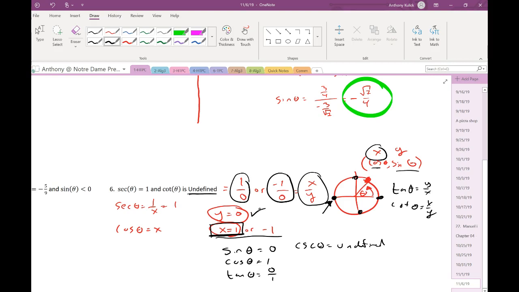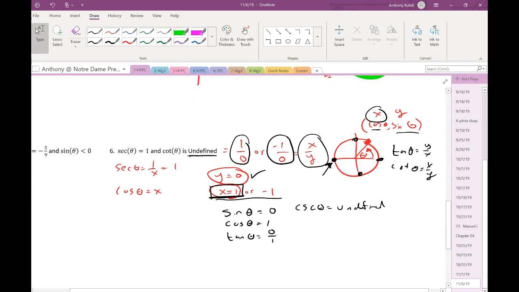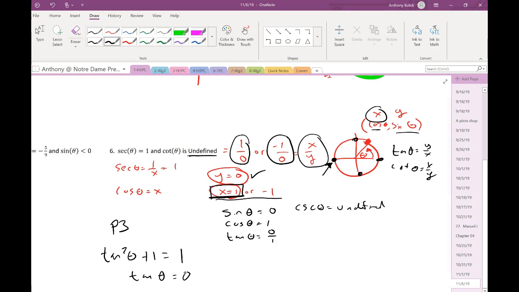How would I do this with identities? I'm not positive right off the bat. Actually, I think this would be quite easy. Never mind. So let's say we start with P3. So if I do that, I have tan squared plus 1 is equal to 1, right? So right away, I get that tan is 0. Okay with that? And that immediately gives me that cotangent then is undefined. You good with that? Okay.